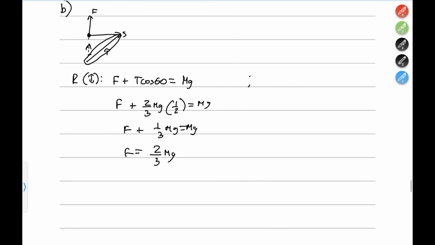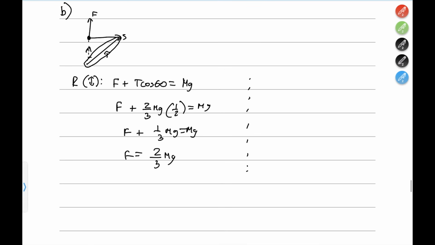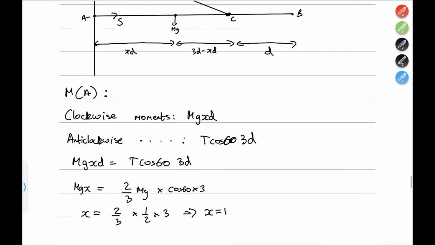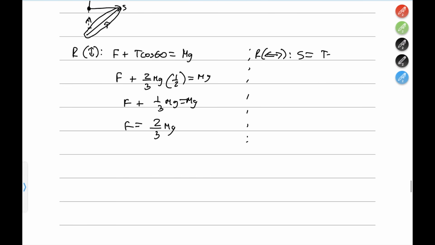Now let's work on finding S. So I'm going to work across here. So I think the best way to find S is just resolving horizontally now. Okay, so if we resolve horizontally, we're going to get that S is equal to the horizontal component of T, which is T sin 60. So that means that S is equal to 2 over 3 mg times root 3 over 2. So S is equal to root 3 over 3 mg.